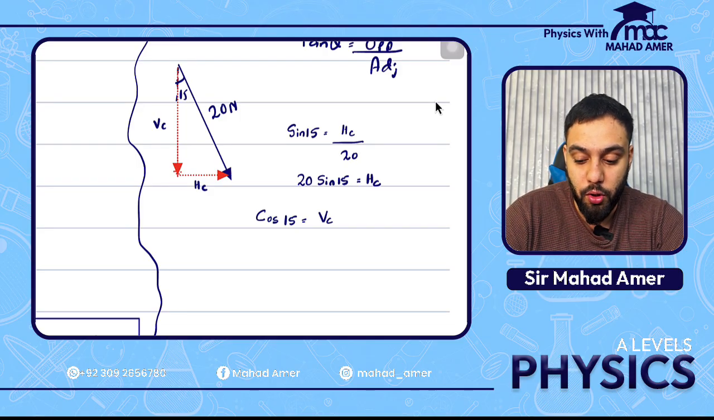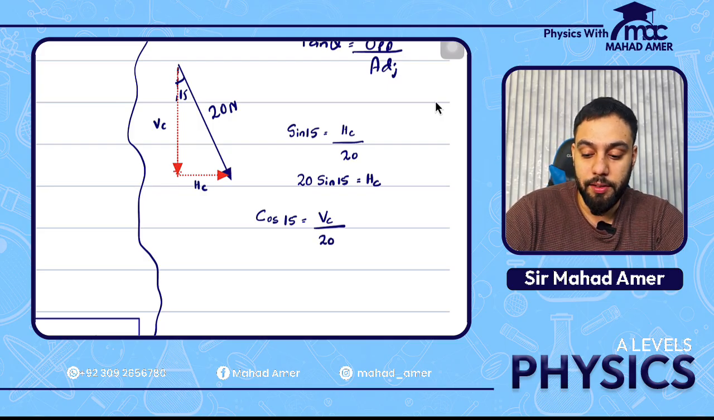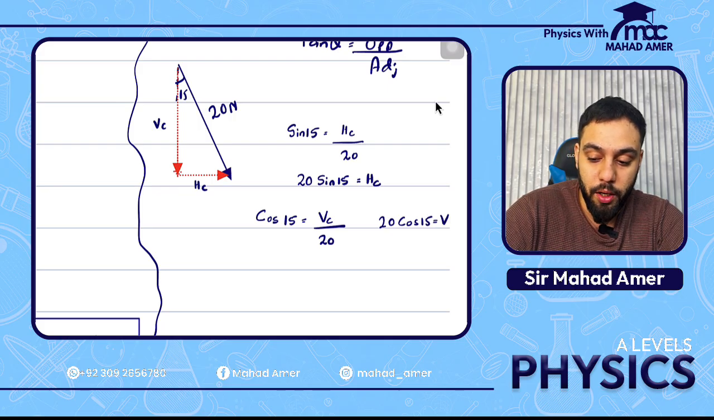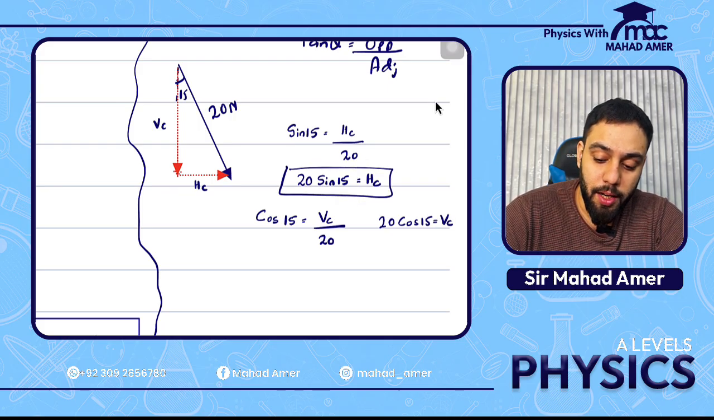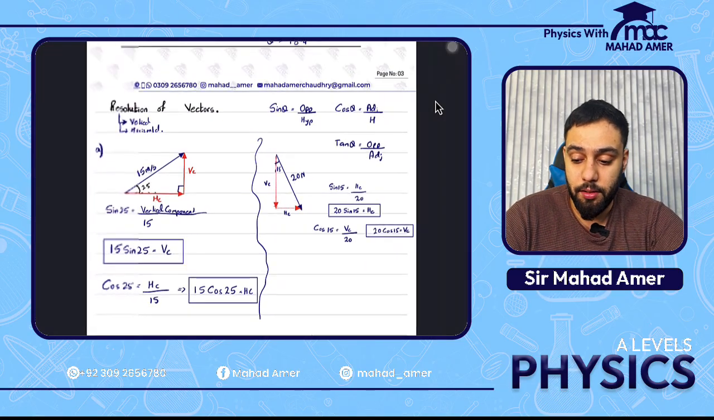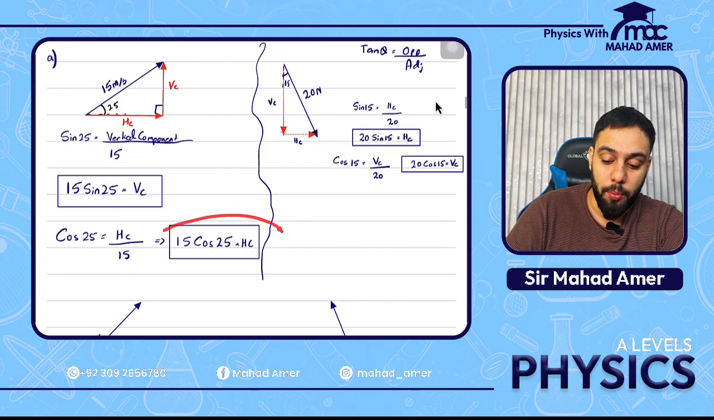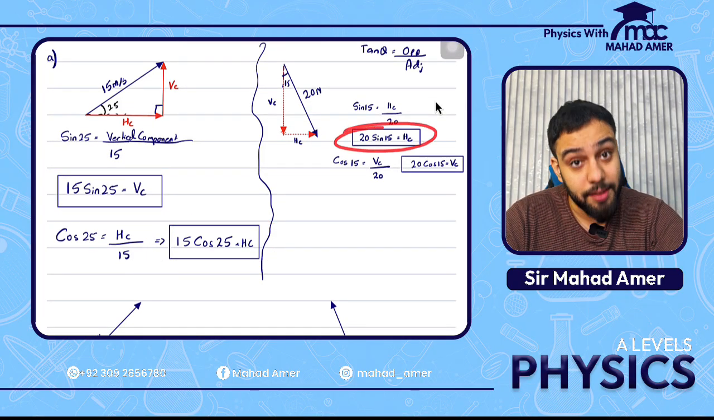Adjacent will be the vertical component and hypotenuse will be 20. So I can just multiply 20 by cos 15 to get the vertical component. If you realize, in the initial one, the horizontal component was the cos one. In this case, the horizontal component is the sine one.